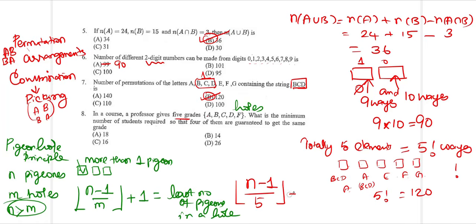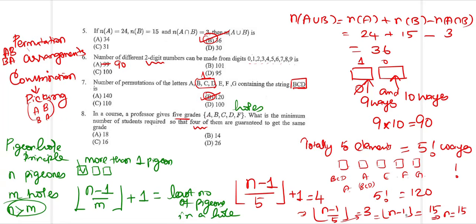Floor symbol plus 1 must be equal to, and I know that a minimum of 4 of them have to get the same grade. So the least number of people who have to be filled in the same grade is equal to 4. So move this 1 to the opposite side. This gives me floor of (n minus 1) by 5 equal to 4 minus 1, which makes it 3. Cross multiply, this 5 goes to the opposite side. n minus 1's floor will be equal to 5 times 3, which is 15. So what will n be equal to? n will be equal to 15.